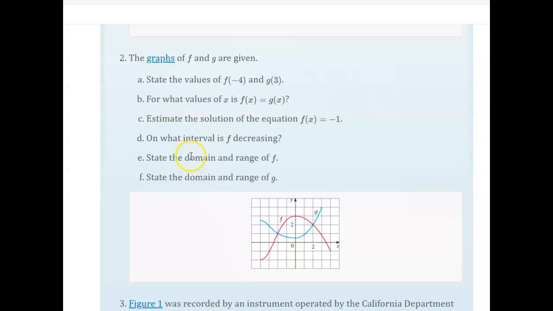So the domain of f would be the x values, negative 4 to 4. And the range of f would be negative 2 to 3. Again, I would actually put closed intervals on this one because the graph implies that it stops there, and it doesn't have an open or closed marking, so I'll assume that it actually wanted to include that value.